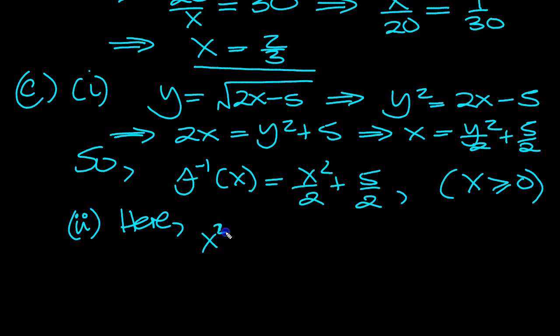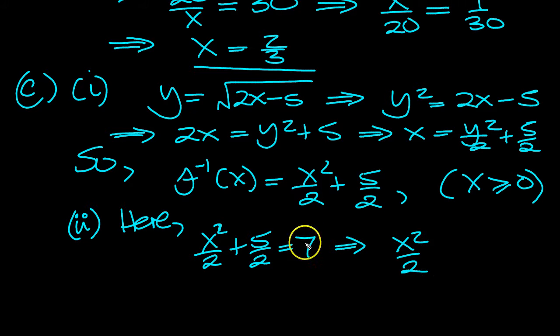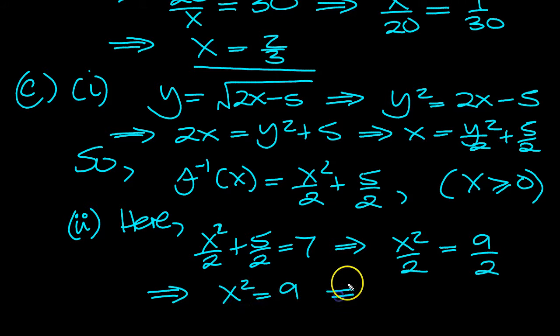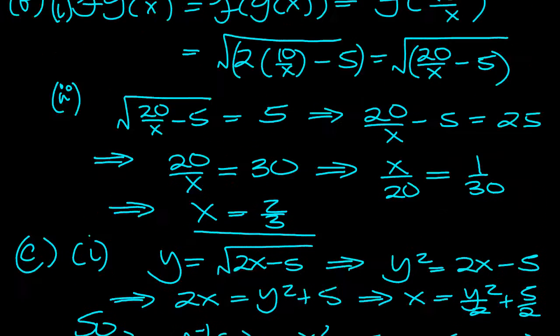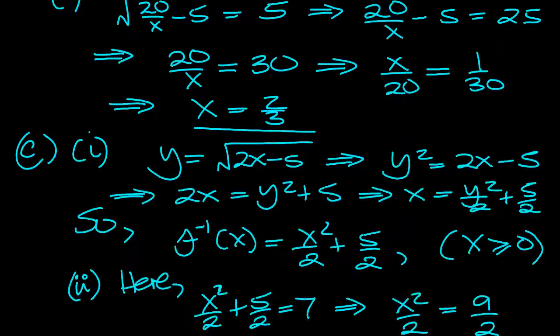x squared over 2 plus 5 over 2 is equal to 7. X squared over 2. This is 14 over 2. Take away 5 over 2 is 9 over 2. So that tells us that x squared is 9. And that tells us that x is equal to, now the domain of f minus 1 is positive, so we take the positive square root, x equals 3. So we've solved that, f minus 1 of x.